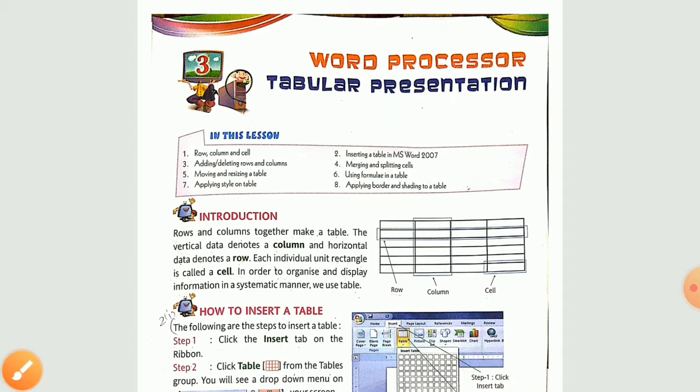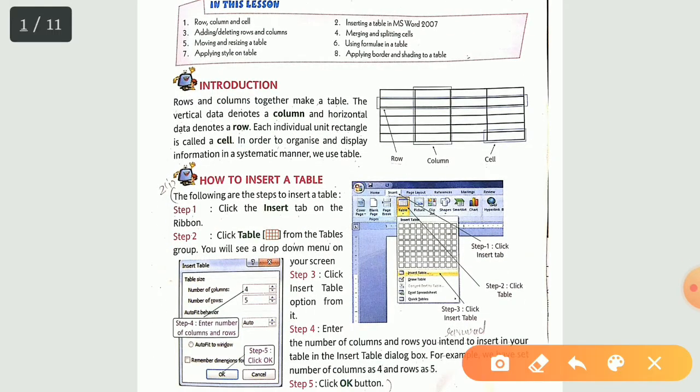Now see the introductory part. Rows and columns make a table. As you can see on the right hand side, we are having certain rows as well as certain columns. Before directly learning what a table is, we need to learn about three things. First one is your row, then your column, and then your cell.